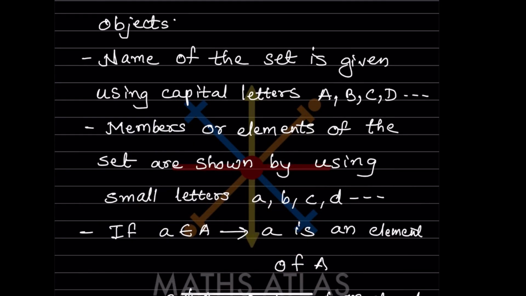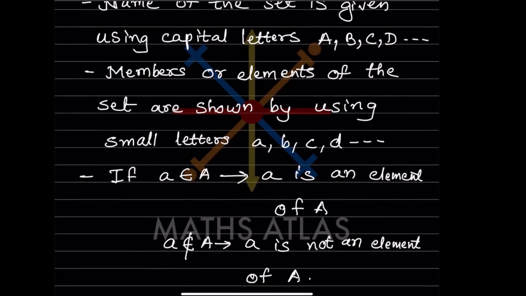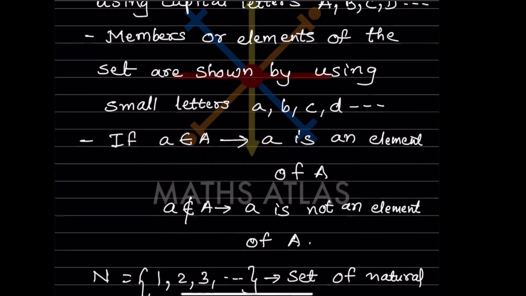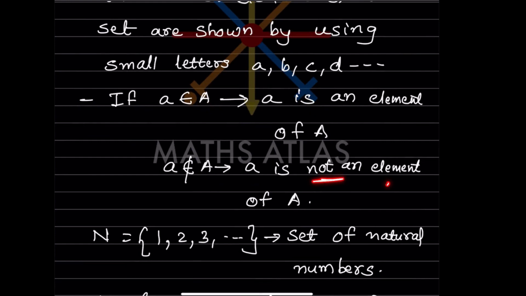See here, the same thing is written: the name of the set is given using capital letters, and the members or elements of the set are shown using small letters. If we write a followed by this symbol that looks like E and then A, we say a is an element of A. And when there is a slash over it, we say a is not an element of A.